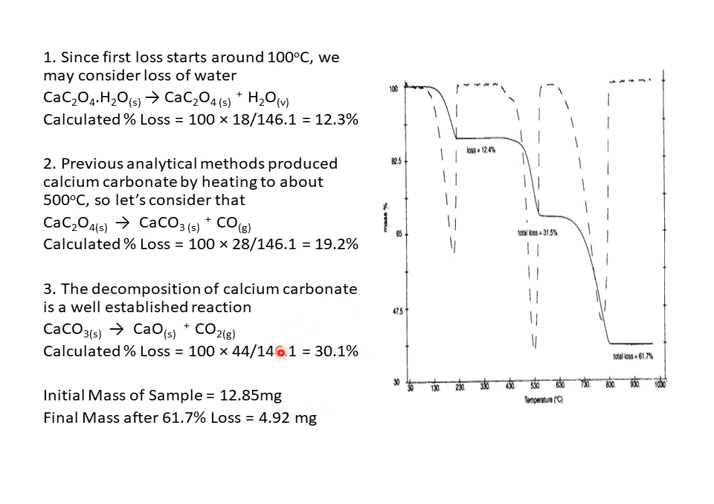So what is the total loss of mass? These three steps' losses add up, and the total loss percentage is 61.7%. The initial mass of the sample was 12.85 milligram. So the final mass left over here is 4.92 milligram.